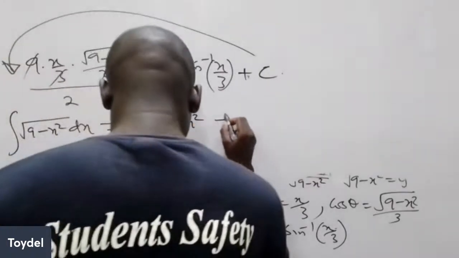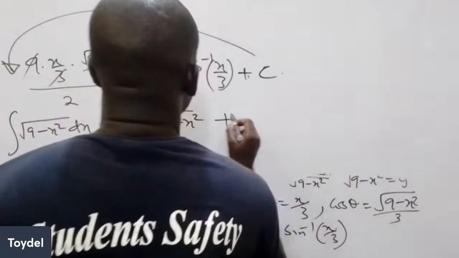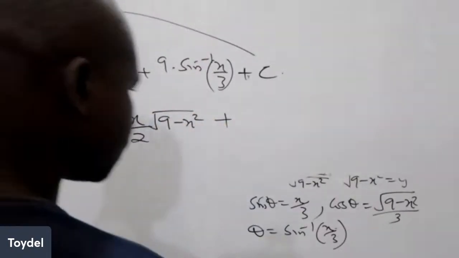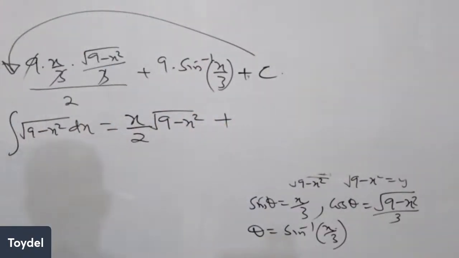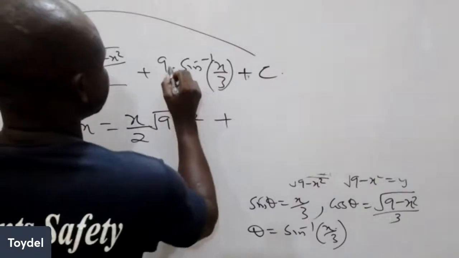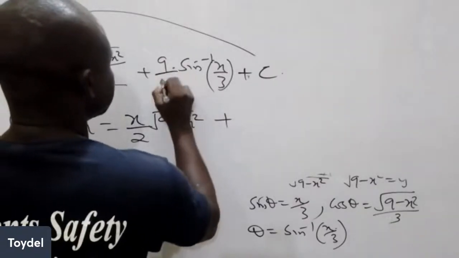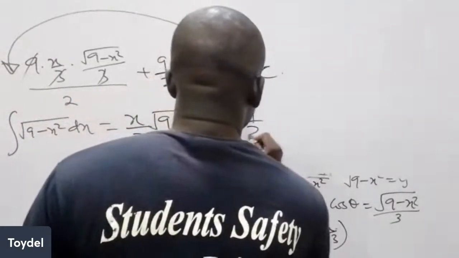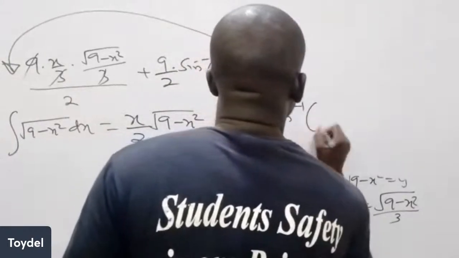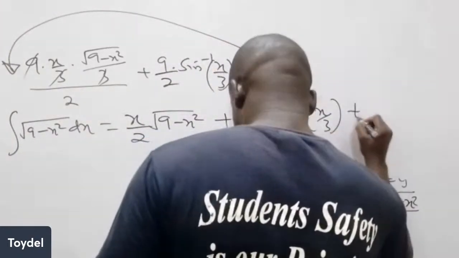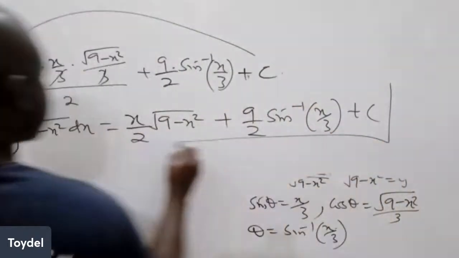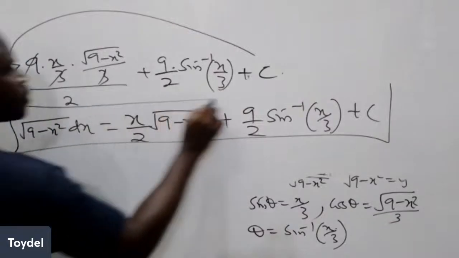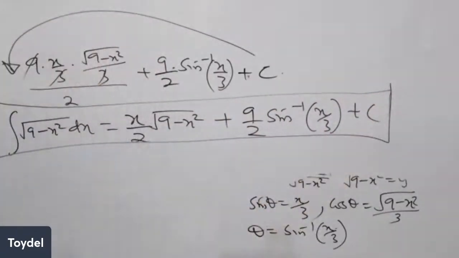Okay. Then plus, in this second case, what do we have? No, here, there is half. It's half theta. So there will be 9 over 2 here. So I will have 9 all over 2 arc sine x all over 3. Then plus arbitrary constant. So this will be the final solution to that problem, the problem under example 1.